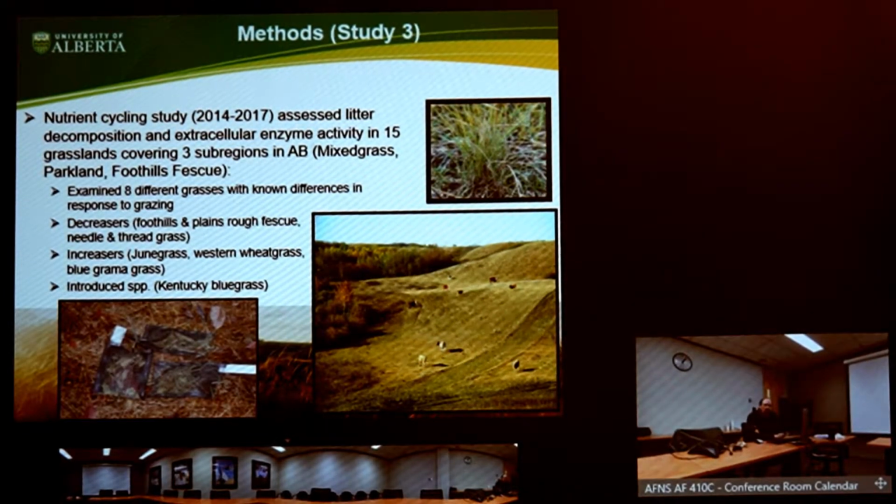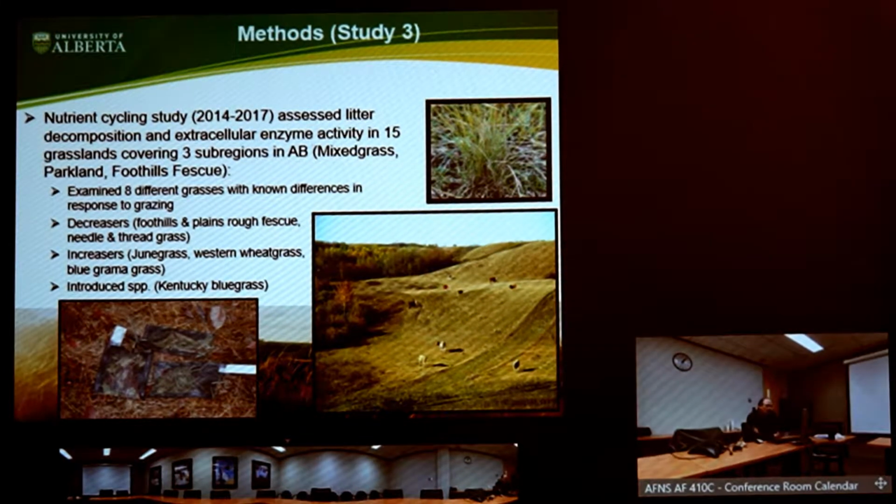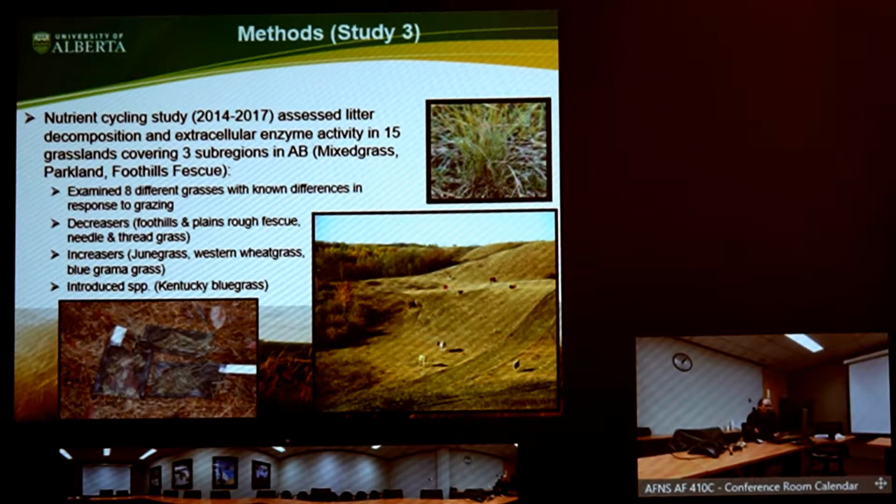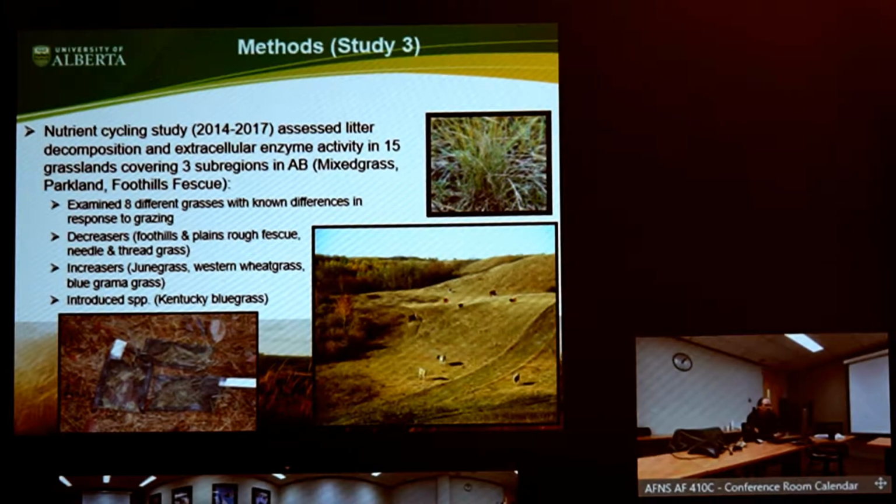The third study I'm going to be drawing on is what I call the nutrient cycling study. This is basically looking at specific rates of litter decay or decomposition, and also the specific role of extracellular enzyme activities. And this took place at a subset of the Alberta sites. So there's 15 grasslands covering 3 different natural subregions.